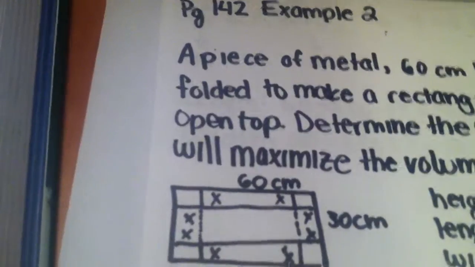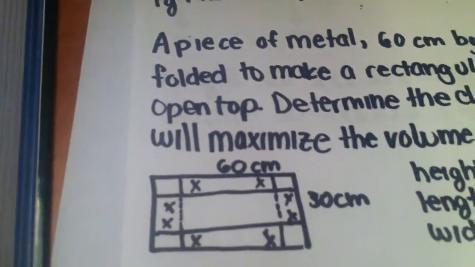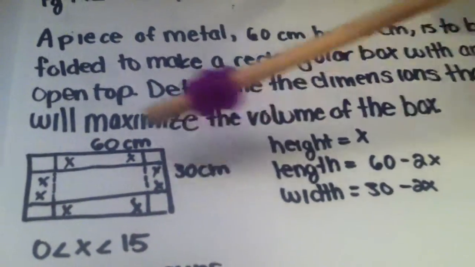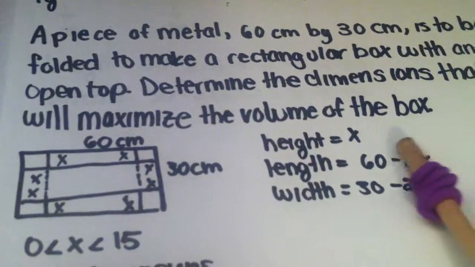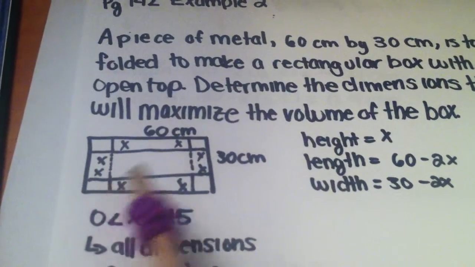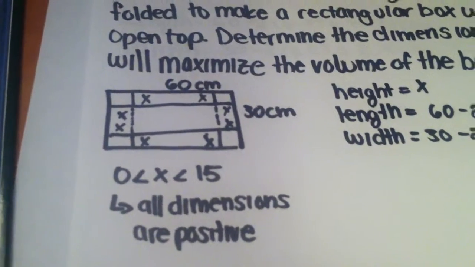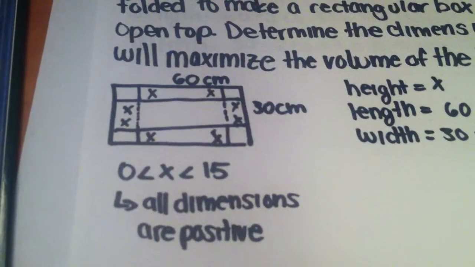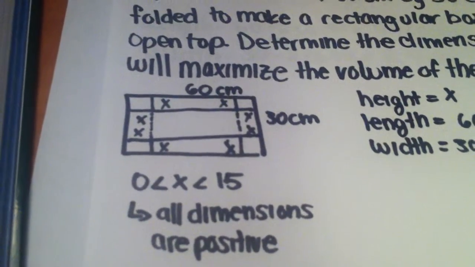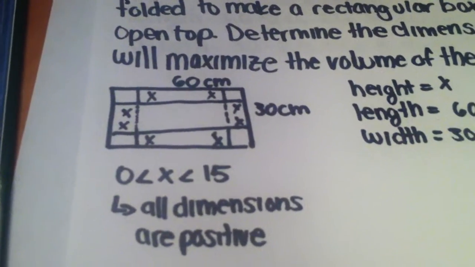So this is a diagram that we set up here. Here's the 60 centimeter length, 30 centimeter width. And since we have an unknown height, we can set that equal to x. By referring to the diagram, we can conclude that the length will be 60 minus 2x and the width will be 30 minus 2x. And also, since all of our dimensions will always be positive, we can set our x range: x is greater than 0 but less than 15.